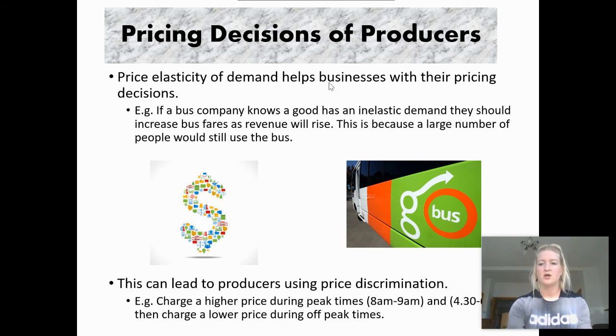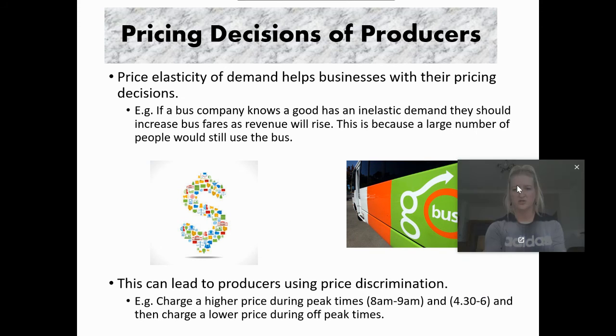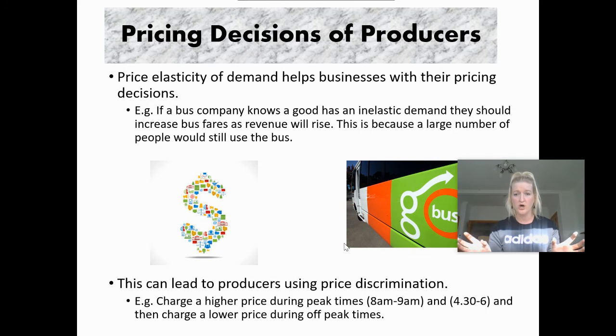We also can use this with price discrimination. Producers can essentially discriminate prices and try and get the most amount of profit out of their product. For example, during high peak time, so 8 a.m. to 9 a.m. or 4:30 to 6, when people are going to and from work, is when we have very high demand for bus transport. So producers can charge a higher price during these times, because people need it. They need to get to and from work, and they'll charge lower prices during the off-peak time. So they're discriminating between their prices.